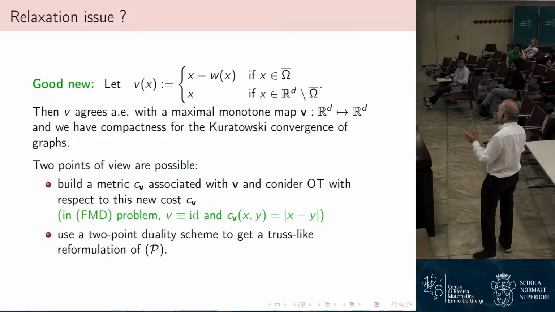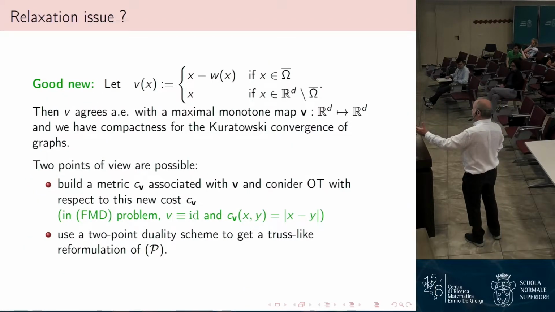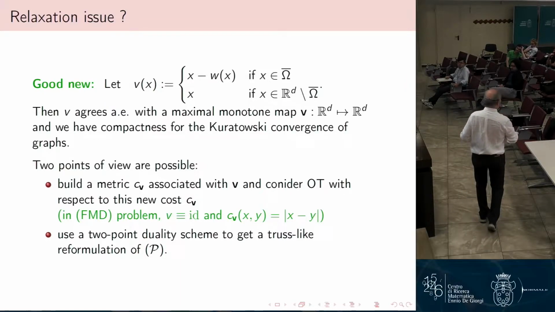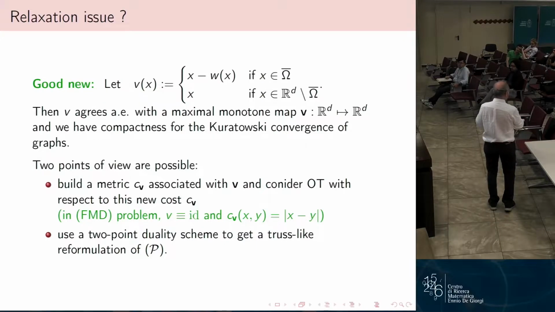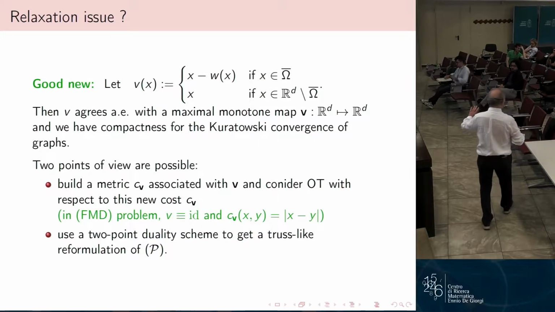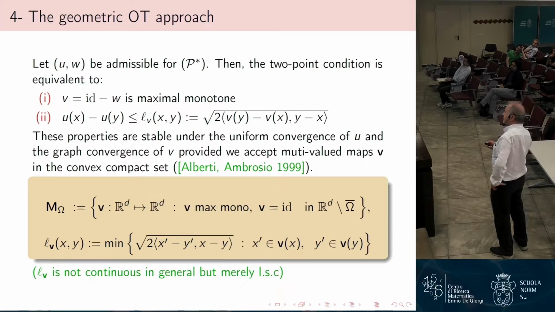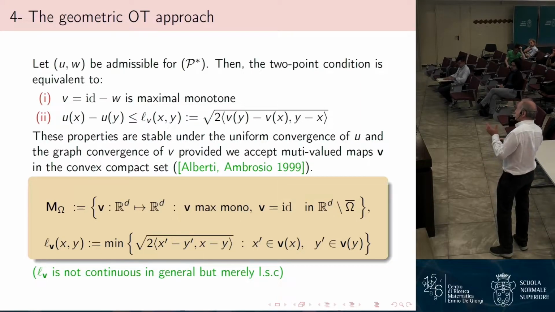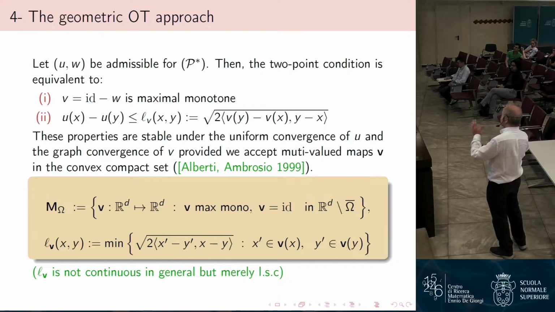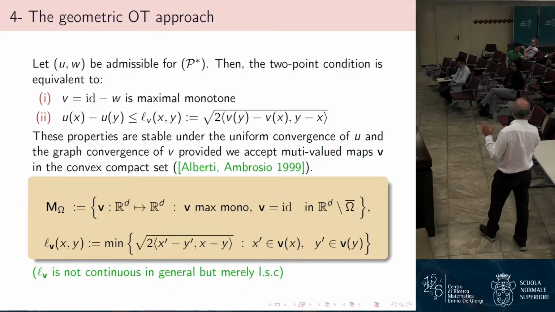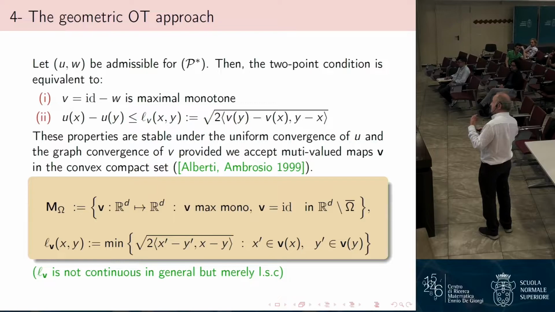In fact, there are two strategies. It is a geometrical approach, or you can use directly the two-point duality scheme. But in that case, you have a truss-like structure, and again, you have a problem of existence. So you have a maximal monotone map, and the constraint becomes u of x minus u of y smaller than some pseudo distance, which is given by this. It is not subadditive, but you can prove that it is like a length space.